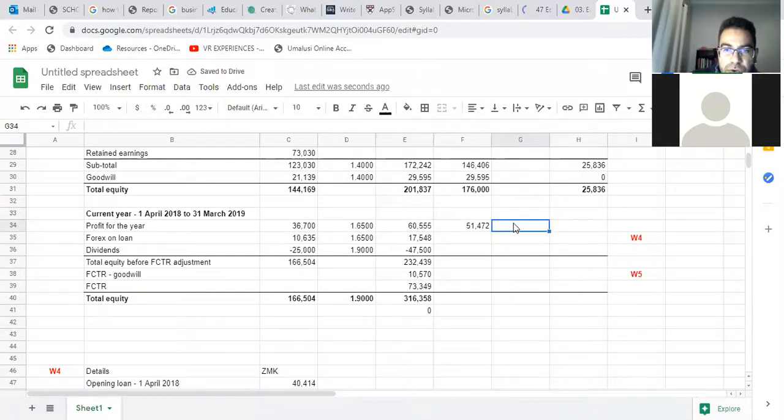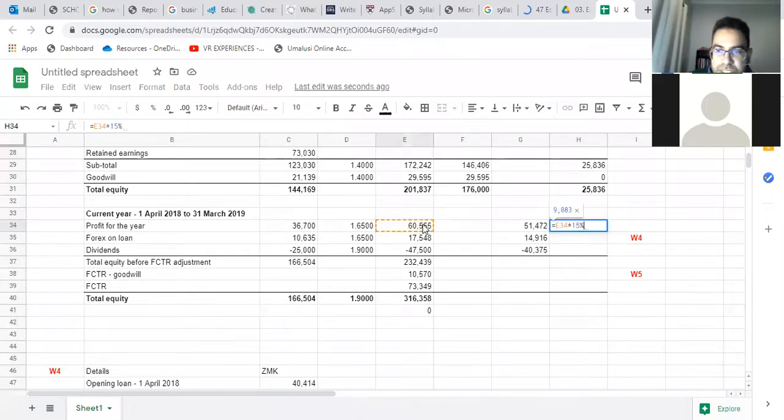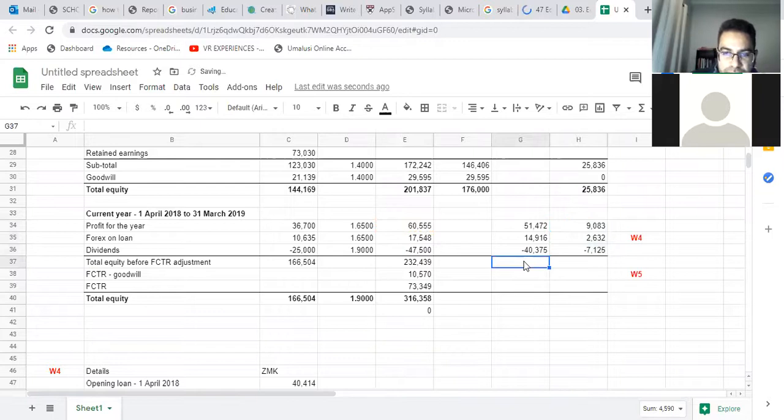We mustn't do it there because remember this must go in the since acquisition column. So it's going to equal that times 85%. And then this is going to be that multiplied by 15%. Okay, so just take note of that. Add up.